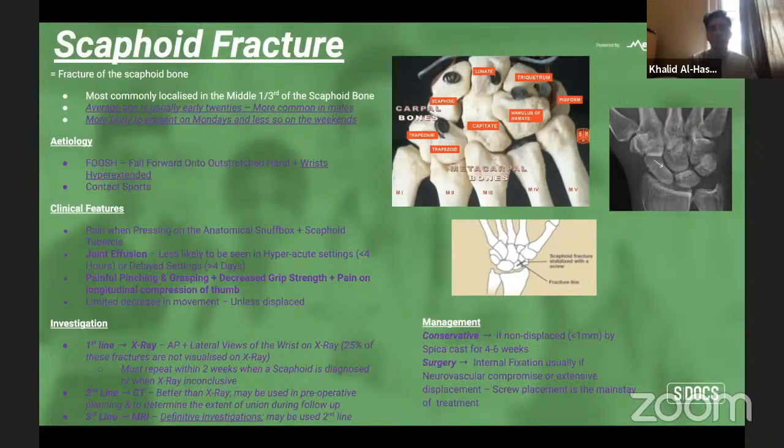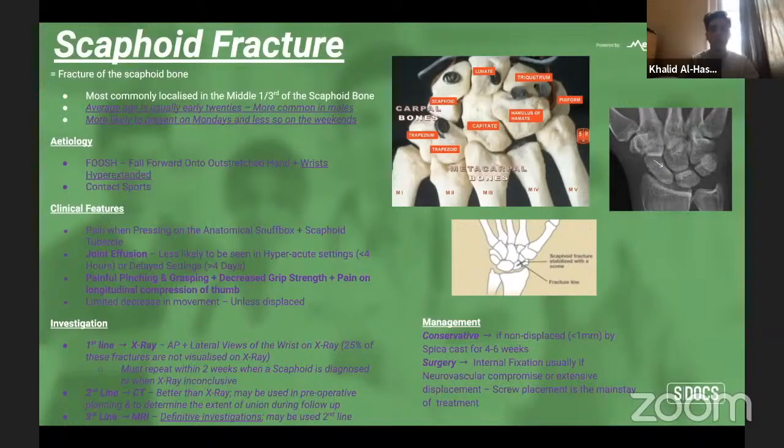There is also a risk of joint effusion. This is less likely to be seen in hyperacute settings, where it's less than 4 hours since the fracture, or in cases where we have left the fracture for a delayed period of time, greater than 4 days. We generally find that pinching and grasping are painful, and there's also decreased grip strength. If we compress the thumb, you'll tend to find pain at the same place mentioned earlier. There is limited decrease in movement unless displaced.